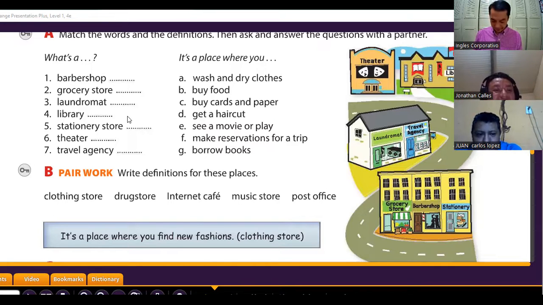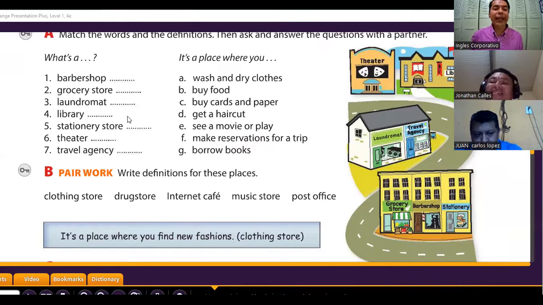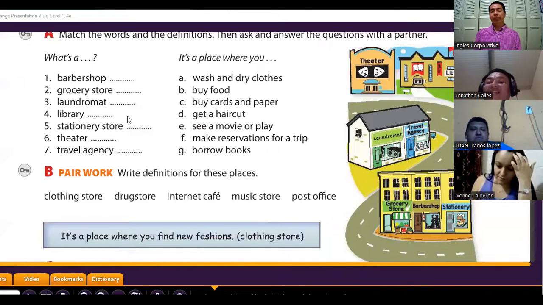Theater. Teacher, can you repeat the pronunciation of number 5? Excuse me. Stationery store. Okay. Now, Jonathan, to Jose, please. Theater. Number 6. ¿Cómo se dice, teacher? Theater. Con D. Theater. Ah, Jose, ¿verdad? Yeah.